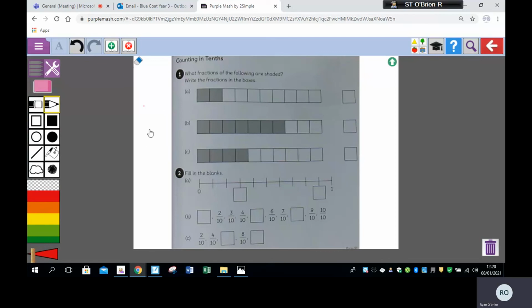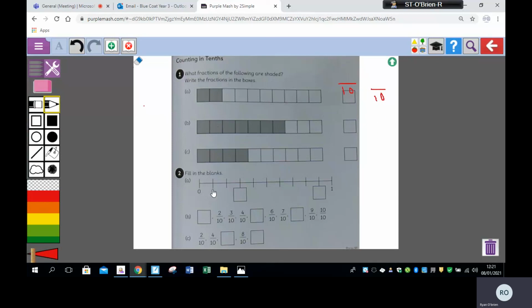Okay, so first one here, what fraction of the following are shaded? Write the fractions in the boxes. Okay, well, I'm sure you can work it out. Okay, and then you'll just write, using your mouse, you can write the answer here. So it's something out of 10. And don't worry about getting it in the box. You could even do it here. Okay, you could do it here if you want. Okay, something out of 10, so many tenths, so many tenths, so many tenths.